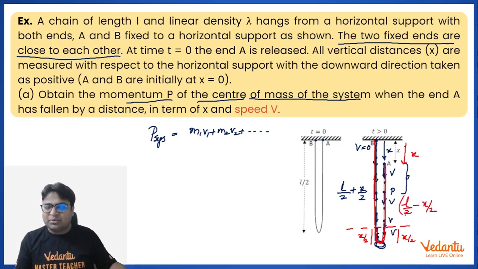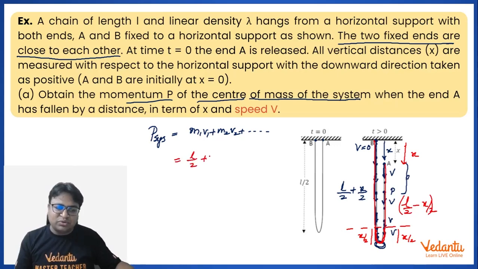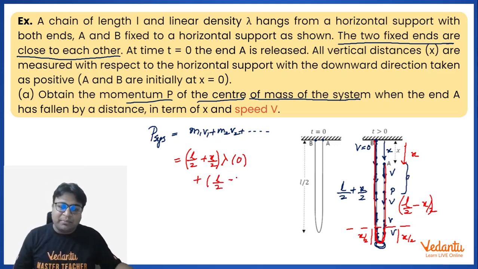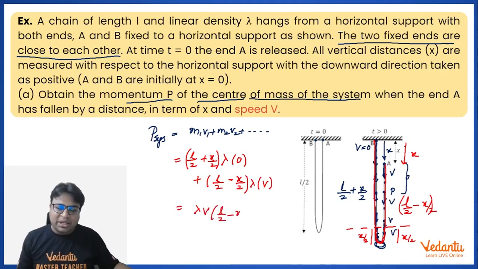So my claim now is that this particular length, which is L by 2 plus X by 2, would have a mass of this much length into the linear mass density, and it has a velocity of 0. At the same time, the other part of the chain, which has a length of L by 2 minus X by 2 into lambda, has a speed v. All right, so the overall momentum would be lambda v into L by 2 minus X by 2.